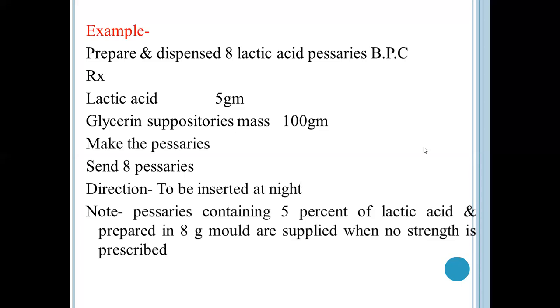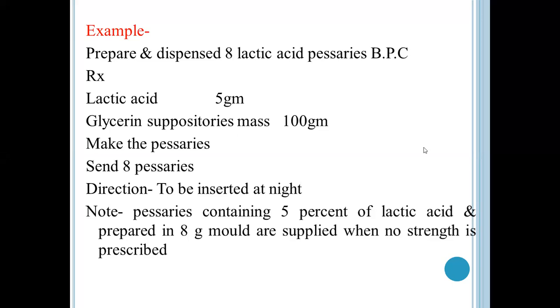How much is the glycerin suppository mass given? 100 gram given. So if we calculate this for 10 suppositories, then it is near about 96. So in total, by considering these two suppositories extra, we take them because of this wastage. The total glycerogelatin base, the glycerin suppository mass, is the quantity 100 gram, convenient to prepare the 10 pessaries.